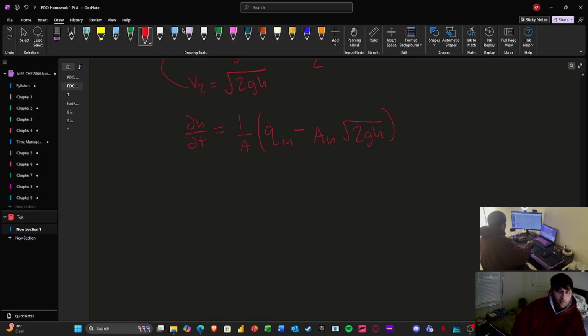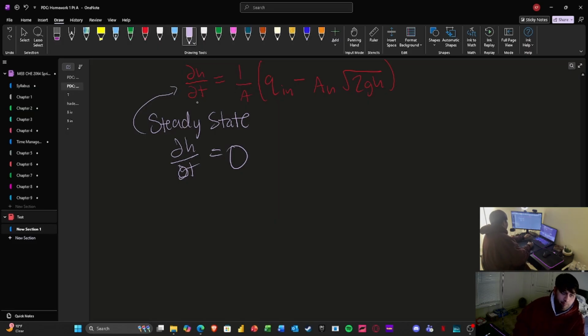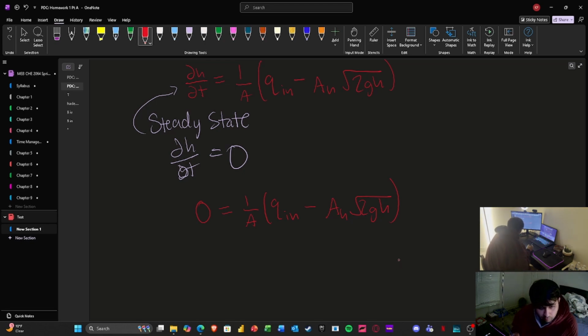And since we're also saying that this system is in steady state, this dH over dt is going to be equal to 0. So when we do that, we're going to get 0 equals 1 over A, multiplied by the inlet minus the drainage hole times square root of 2GH.